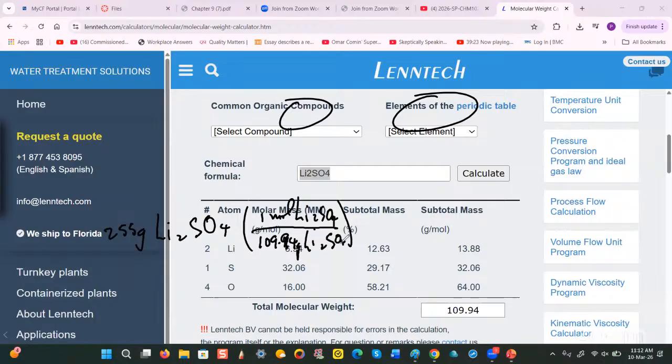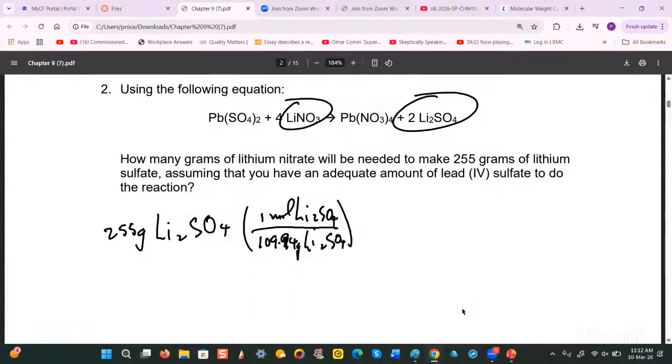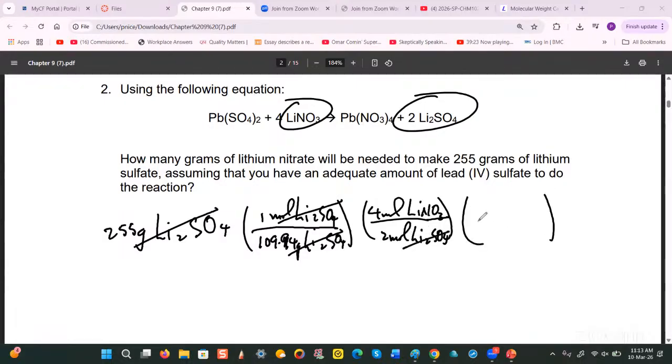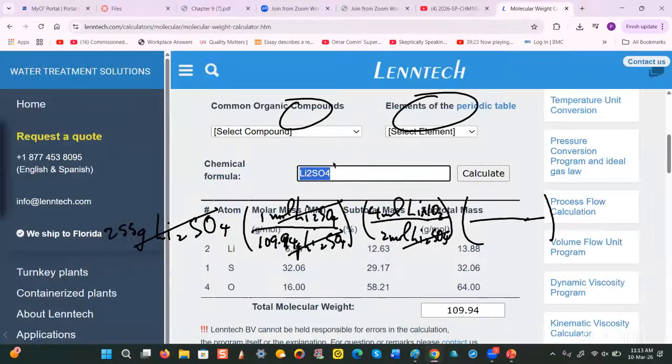Okay. So the next step is what? You put 4 moles of LiNO3 on the top. Okay, so 4 moles of lithium nitrate above, and what goes below? 2 moles of lithium sulfate below. Okay, so this unit would cancel with that. This unit would cancel with that. So the next step would be what? The molar mass of LiNO3.